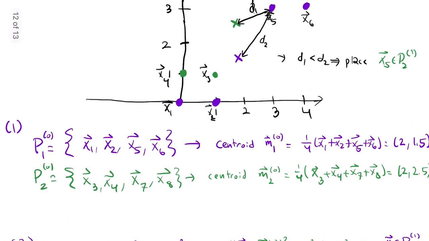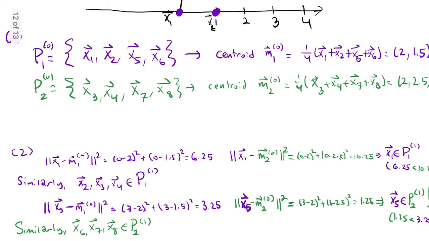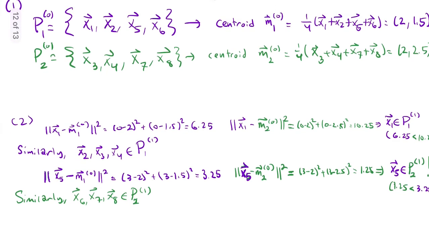So this point x1 is at the origin, and I'm computing its distance to the purple centroid here and the green centroid here. So you have to do that calculation for each point. And if you go through the math, you see that for the distance to the purple centroid, 6.25, and the green one is 10.25. 6.25 is less than 10.25, so we keep it in the purple classification.